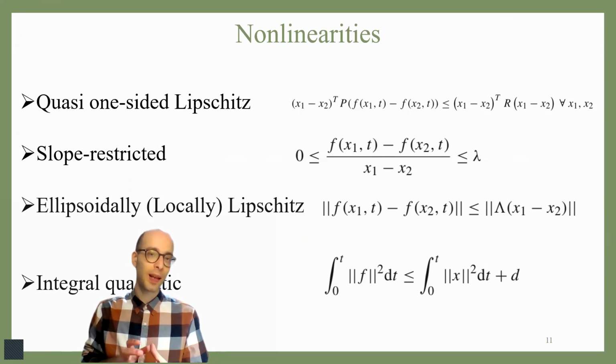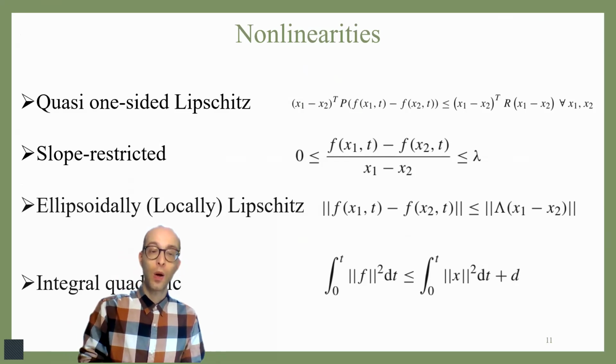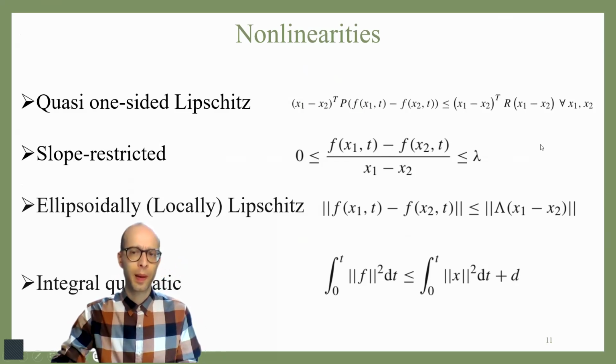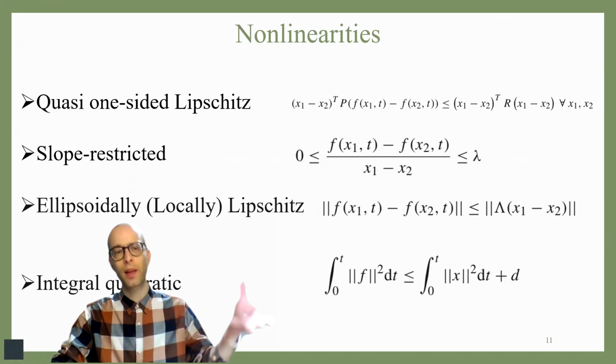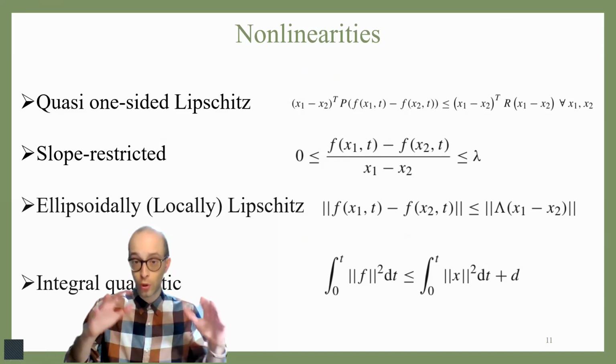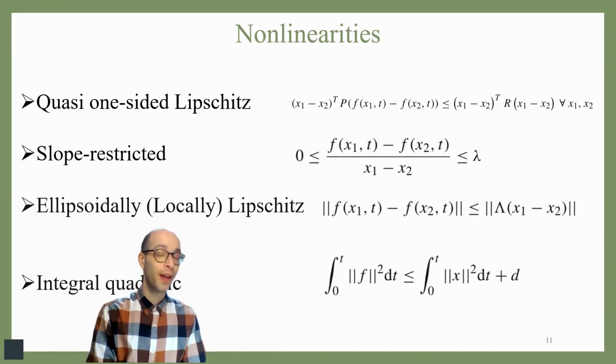So we have a couple of specialized cases like passive one-sided Lipschitz, slope restricted, or ellipsoidally Lipschitz. These are all special categories of Lipschitz. Especially locally Lipschitz has this parameter lambda here, which is a matrix that basically tells us that the Lipschitz property holds on a much more specialized or smaller domain. Very interesting categories.